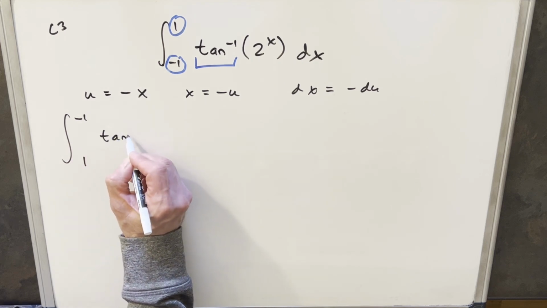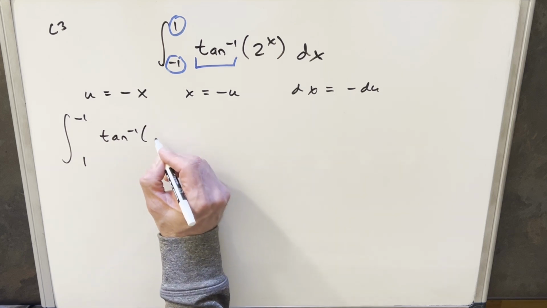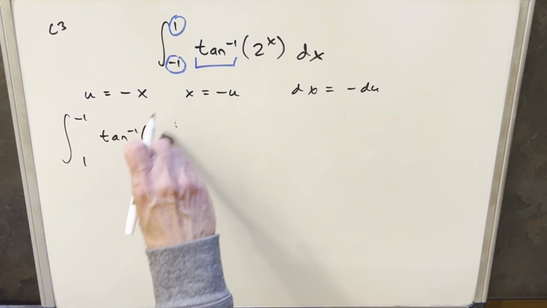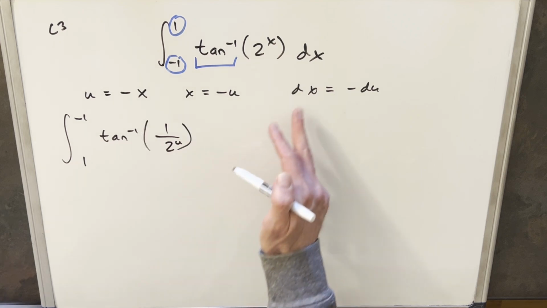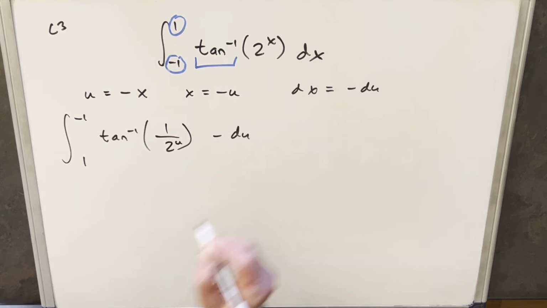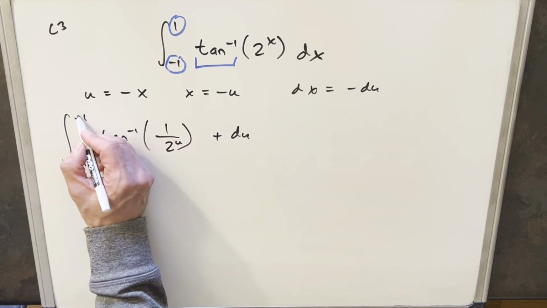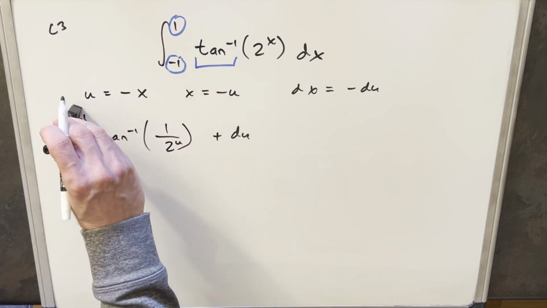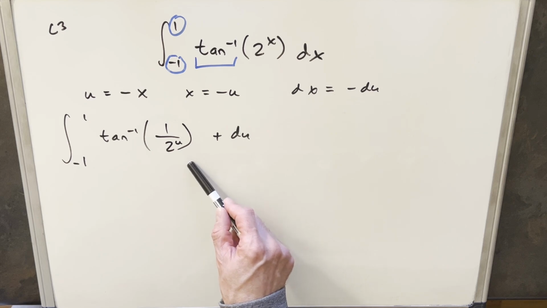And this is going to turn into arctan, and then if we plug in minus u, this is going to be 2 to the minus u. But I'm actually just going to write this as 1 over 2 to the u. And then our dx just becomes minus du. But I'm going to bring the minus sign out front and use it to flip the bounds. So we'll turn this to a plus, turn this to a minus, and then the bounds are back the way they were. Now, what I'm planning to do is add this to the original integral and see what happens.